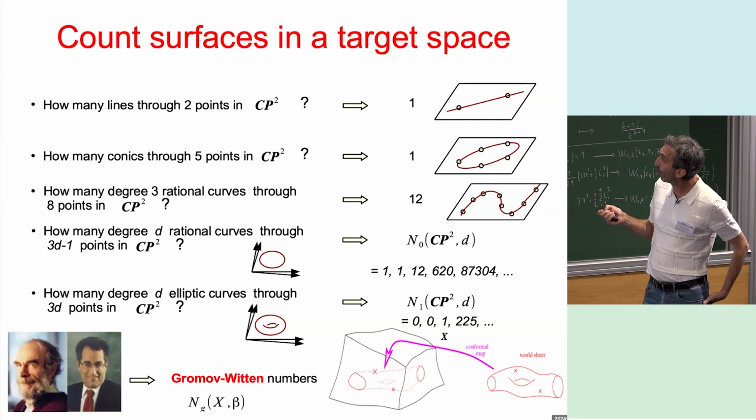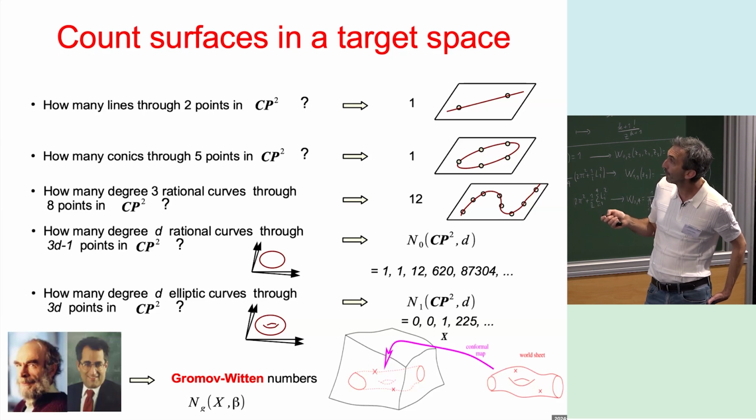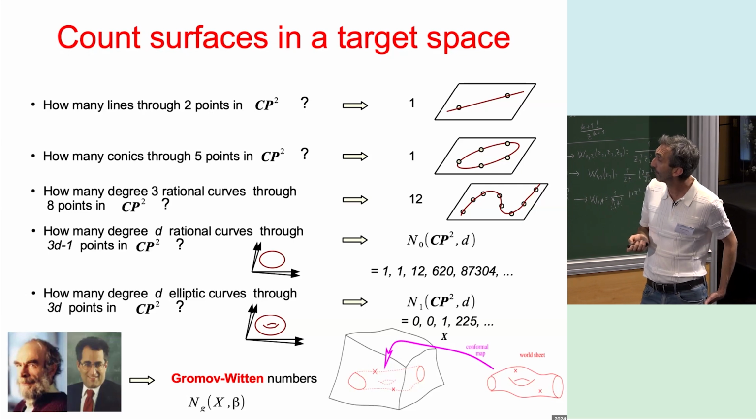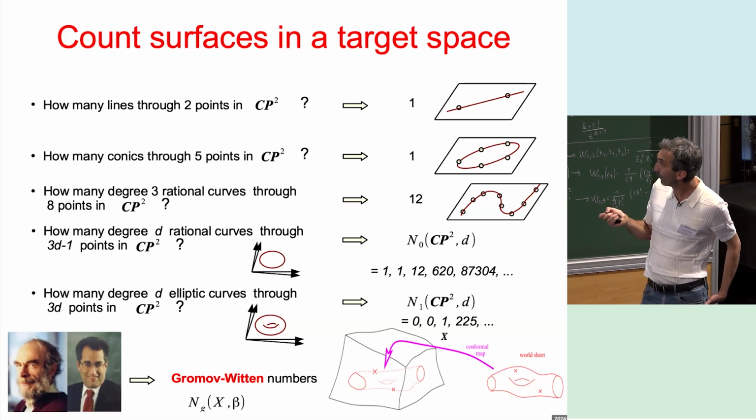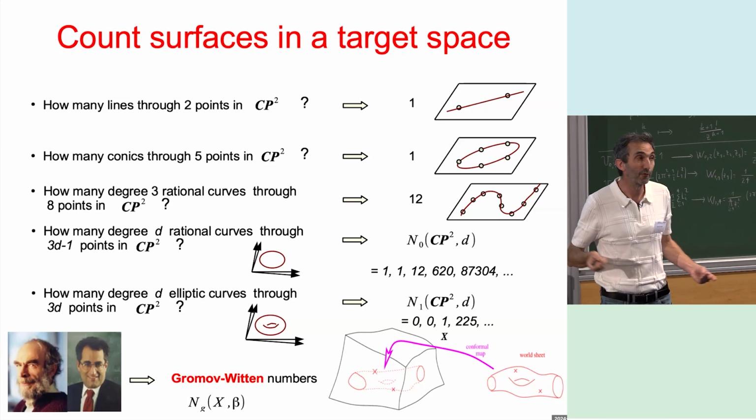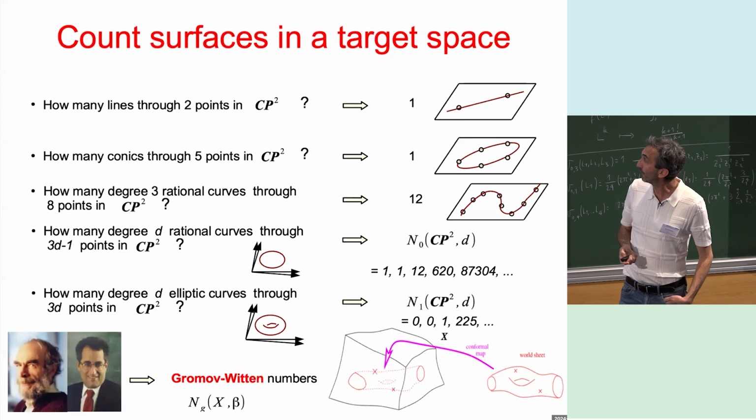It's the number of ways to immerse Riemann surface of genus G holomorphically into your target space and holomorphically with a degree beta, which is in fact a cohomology class. And going through a certain number of generic points so that you will get a finite number. Okay, so this is the definition of Gromov-Witten invariance.